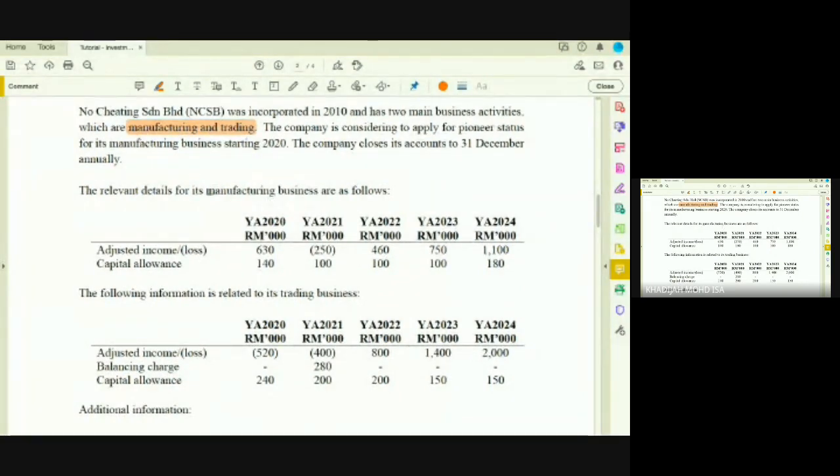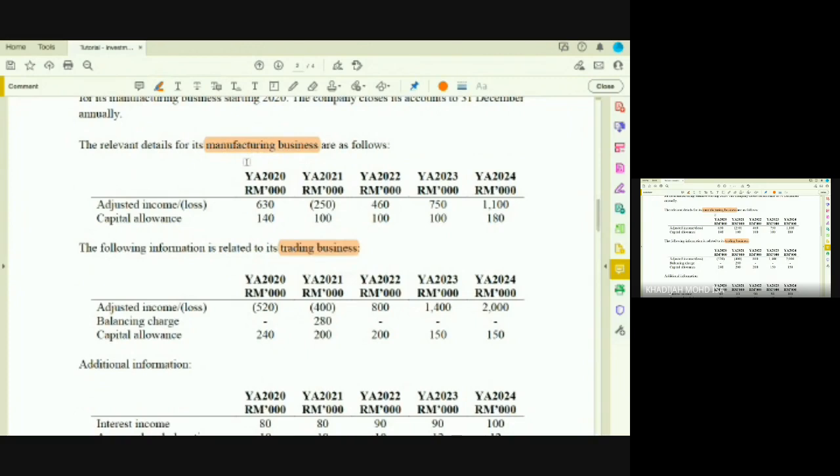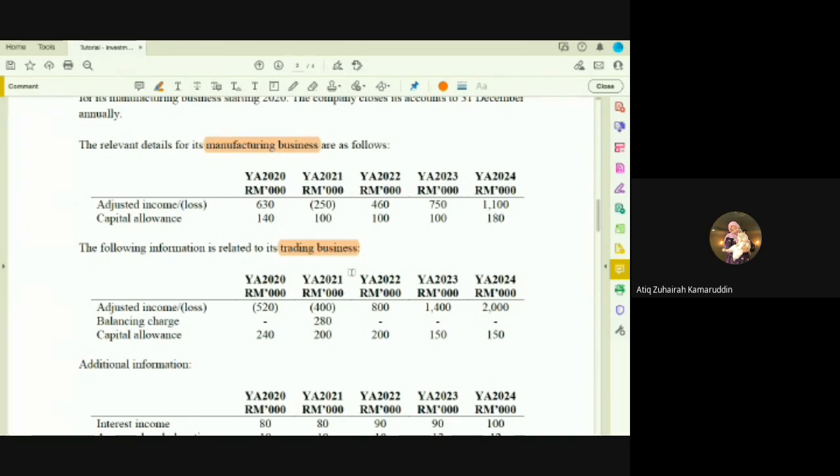This is for the manufacturing business, and the bottom one is for the trading business. Manufacturing is the one that you want to apply for pioneer status. Can you apply pioneer status for your trading business? Yes or no? No. Why?